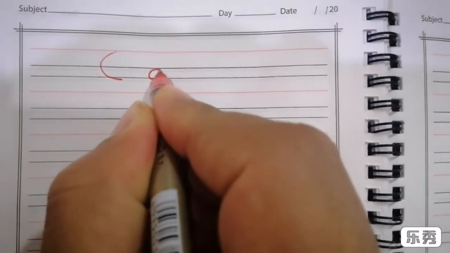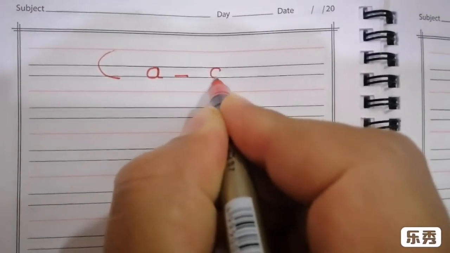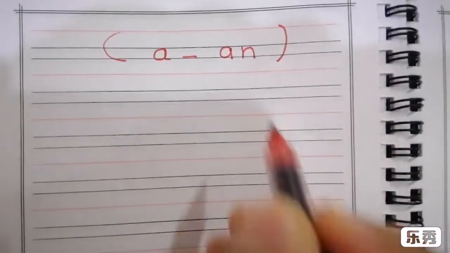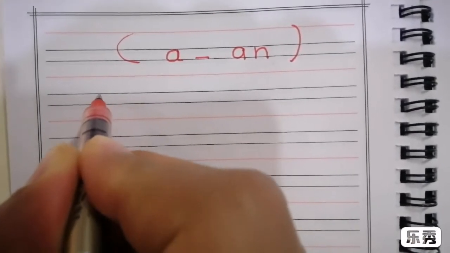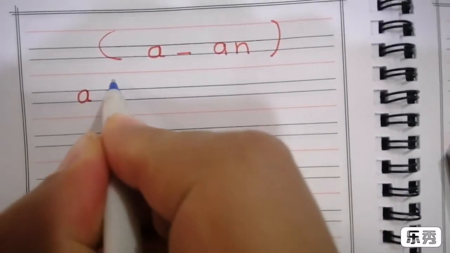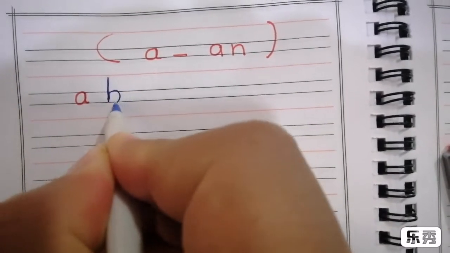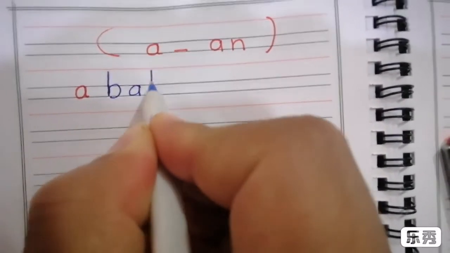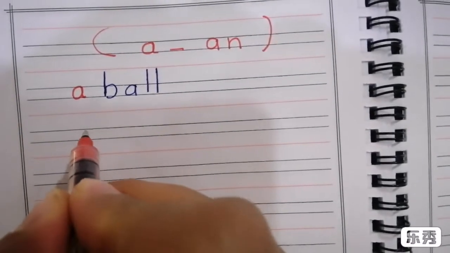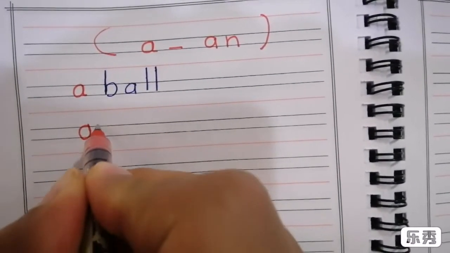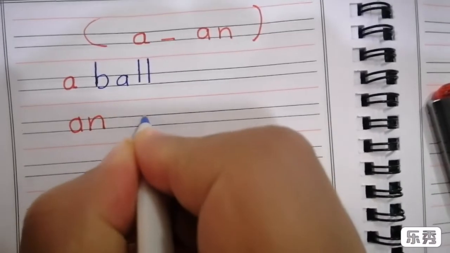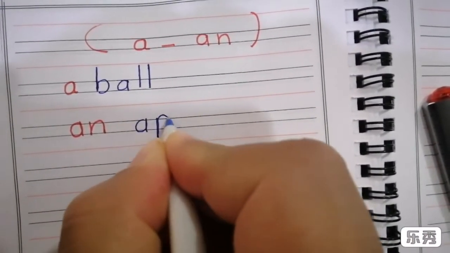A and N. For example, we say a ball. But we say an apple.